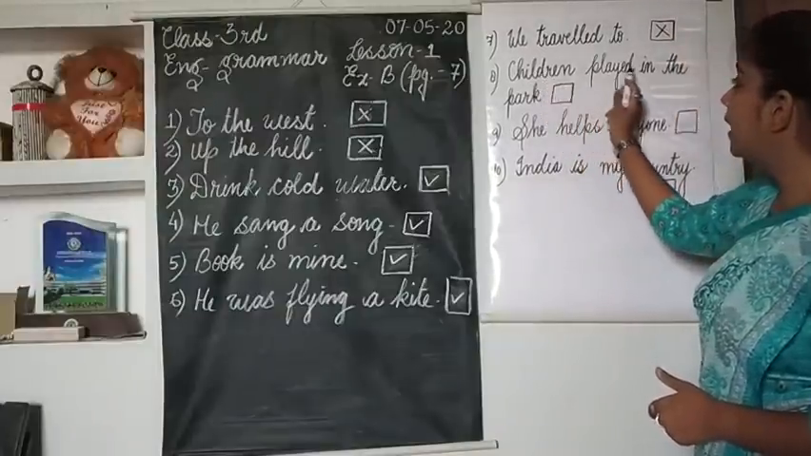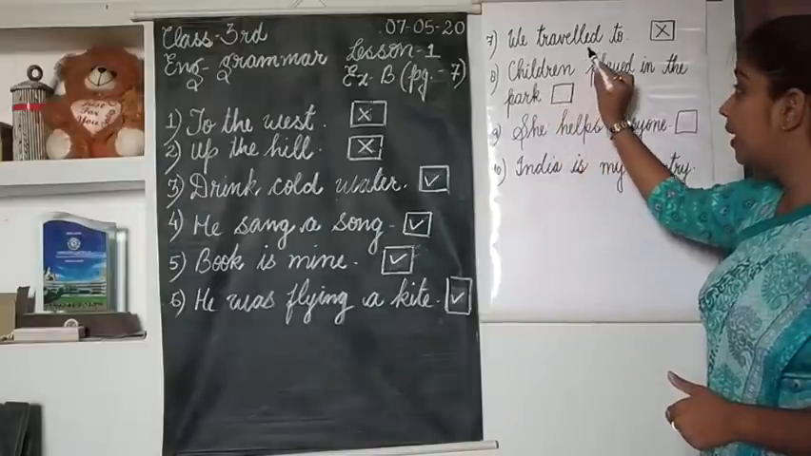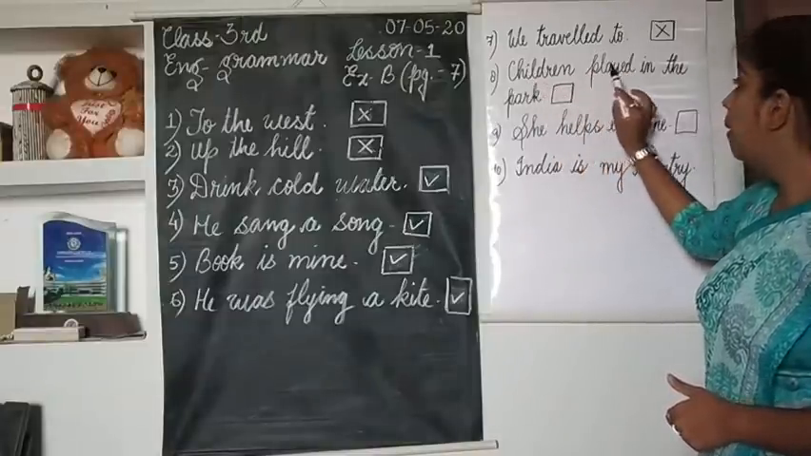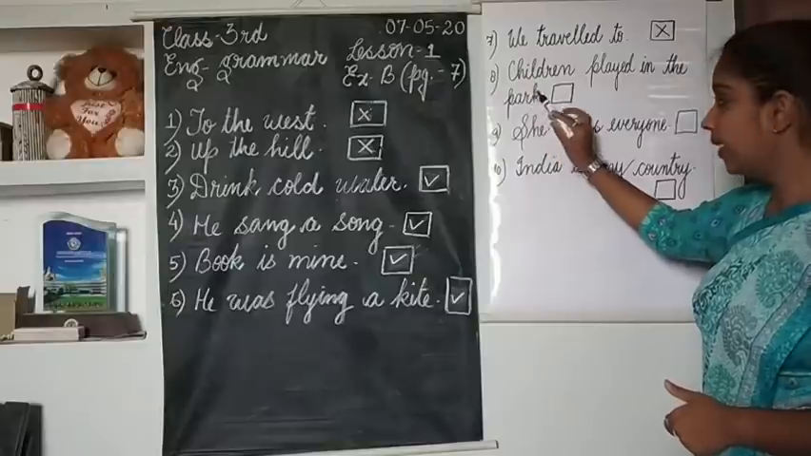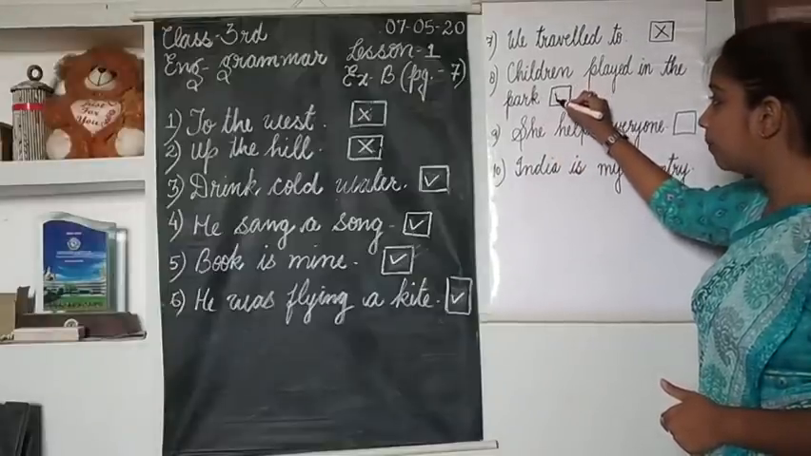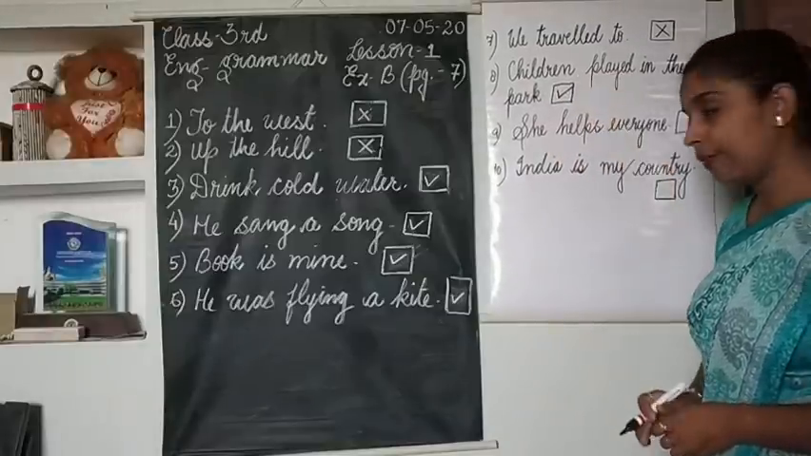Now, children played in the park. Here in this sentence you can see children is the subject. Played in the park is the predicate. It gives some meaning. The sentence is complete. So you can put a tick in front of it.